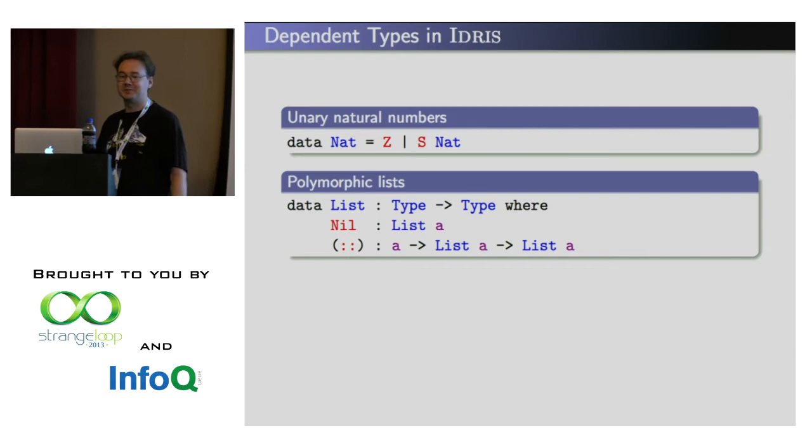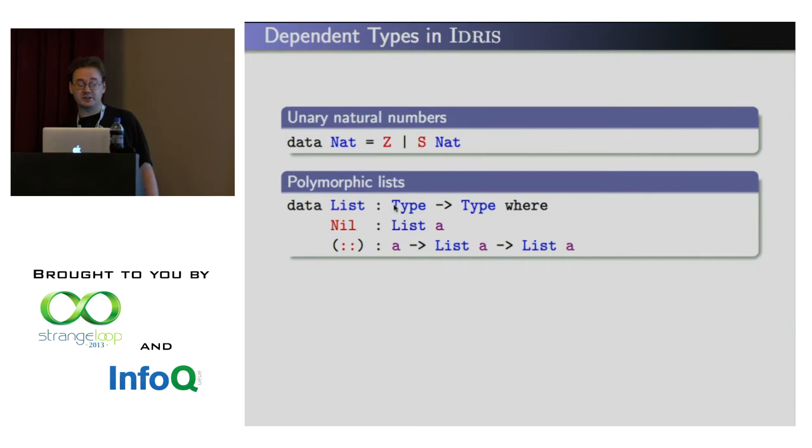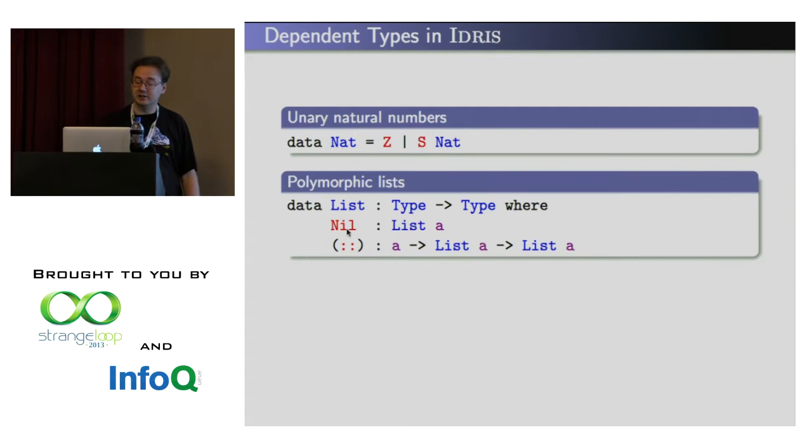So list, you can really read this as a function type. It's a function from types to types. So we have an element type, and it just gives us a type. So nil, that's the empty list. Nil is a list of some element type A. And then cons, so I've got a double colon for the cons constructor. Given some A and a list of some A's, that'll give us back another list of A's. So that's a fairly standard way of presenting linked lists.